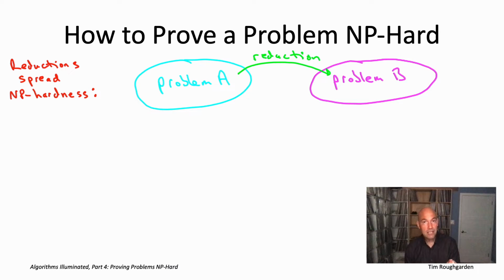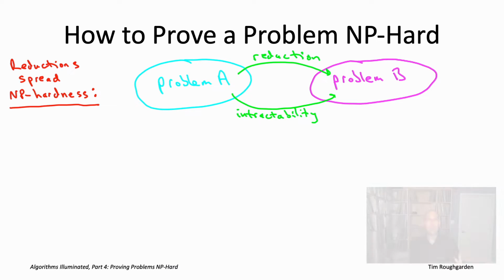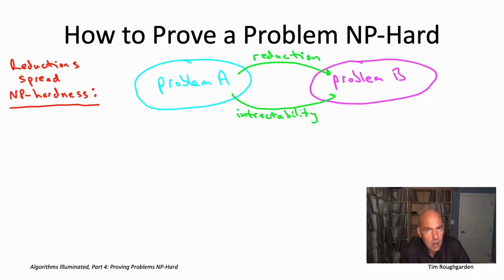So computational intractability spreads in the opposite direction of tractability, which means it spreads in the same direction as the reduction. So if A reduces to B and A is intractable, say it's NP-hard, then B is also intractable in the same sense. To remind you why that's true, imagine that problem A is NP-hard. So what does that mean? That means a polynomial time algorithm for the problem A would refute the P not equal to NP conjecture.